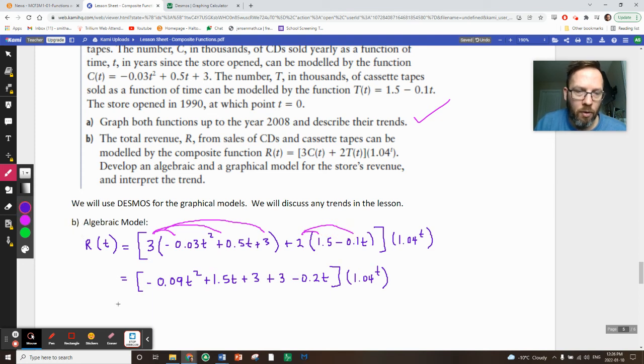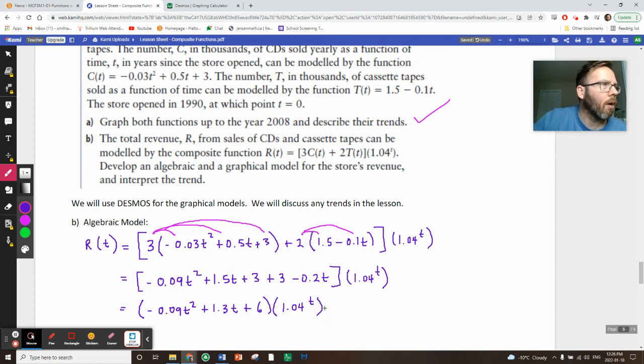Okay, and then we're done. Let's just clean that up. I like to put my quadratic terms first. So negative 0.9 t squared can stay where it is. Let's collect the t terms. 1.5 minus 0.2, that's plus 1.3 t. 3 plus 3 is 6. All times 1.04 to the power of t. All right, so we've got our composite function simplified.